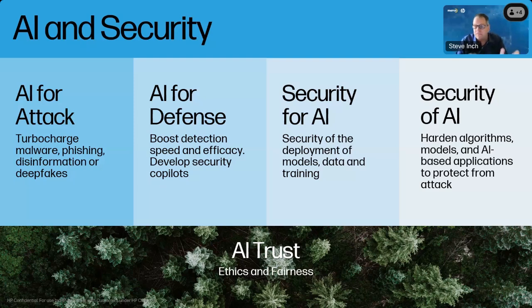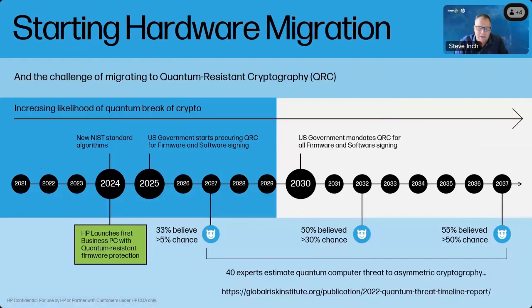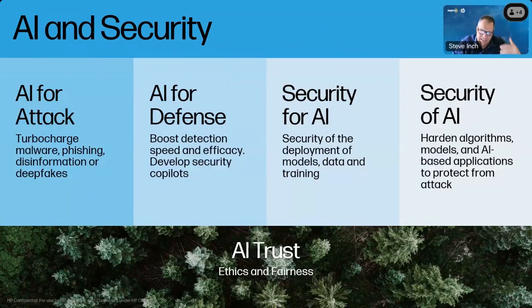And then the final piece is security of AI, meaning we've got to make sure we're following best practices of security lifecycle development, making sure our algorithms are hardened, et cetera. And then fundamentally, as a company at HP, it's really founded on ethics and fairness. AI trust is absolutely foundational to everything we do.